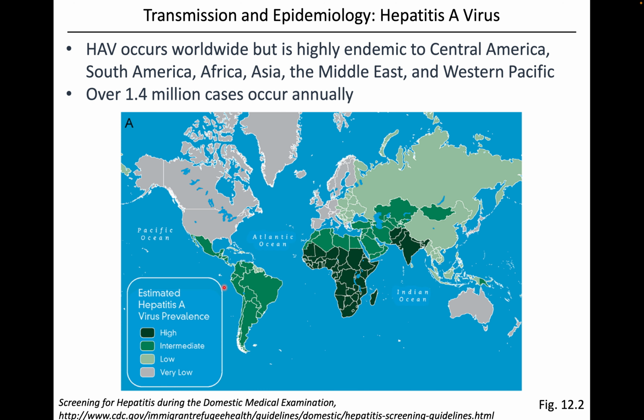And I mentioned I'll show you some maps in terms of the distribution of some of these hepatitis viruses. So hepatitis A, you do find it pretty much everywhere in the world, but it is very endemic in Central and South America, Africa, Asia, parts of the Middle East, and also in the Western Pacific as well. And you're going to see this trend over and over again. Hepatitis tends to be a much bigger problem, in particular in parts of Africa and Asia, and to a little bit lesser extent in Central and South America.